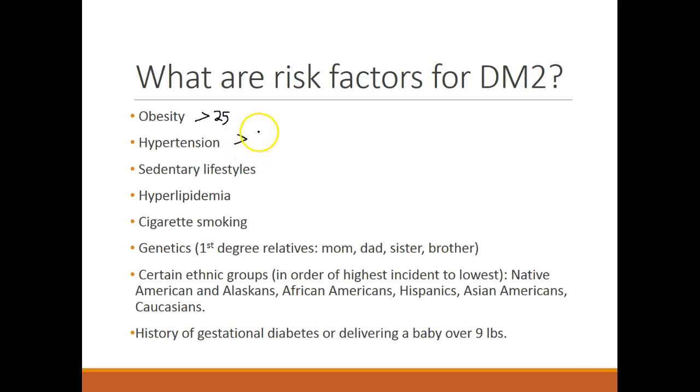Hypertension is typically a blood pressure greater than 140 over 90. Other risk factors include sedentary lifestyles, hyperlipidemia, and cigarette smoking. Kind of like Bob earlier, cigarette smoking really did a number on him. Genetics matter too: your first-degree relatives, mom, dad, sister, brother. Certain ethnic groups have an increased risk, as does a history of gestational diabetes or delivering a baby over 9 pounds. Make sure that you know your risk factors.